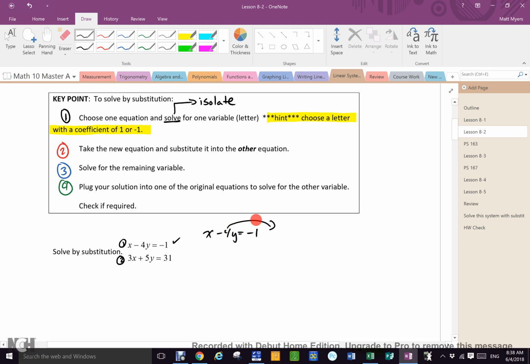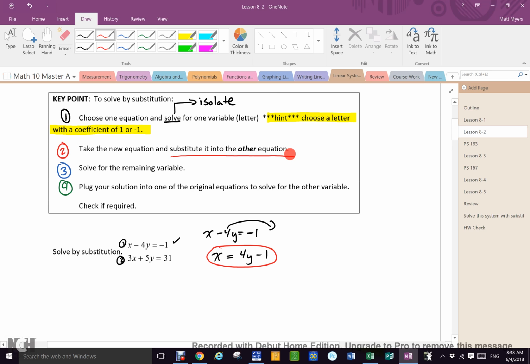What happens to that 4y when it comes over the equal sign? It becomes positive. So I'm going to have x by itself, and that's going to equal positive 4y minus 1. Is everybody good with that? All right. Step 2 I'm going to do in red. Take the new equation. Where is the new equation? It's right there, isn't it? Because that equation doesn't exist over here, does it? So that's my new equation. And substitute it into the other equation.